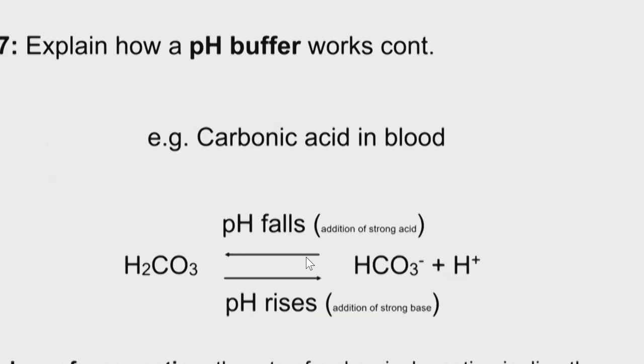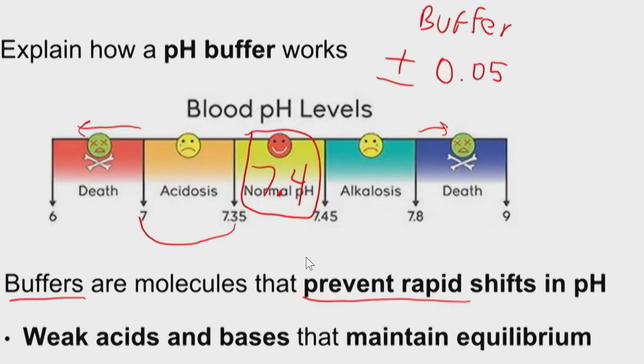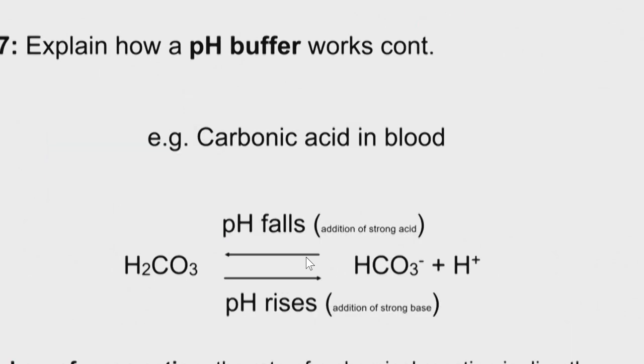So here's showing you how that buffer system works. Because we were just talking about at the bottom here, we're looking at releasing H plus into the solution or binding H plus out of the solution to help counter the pH change. So here's giving you the actual biological system, and we can look at carbonic acid in the blood as an example of this. So if you have H2CO3, you have this carbonic acid in your blood.